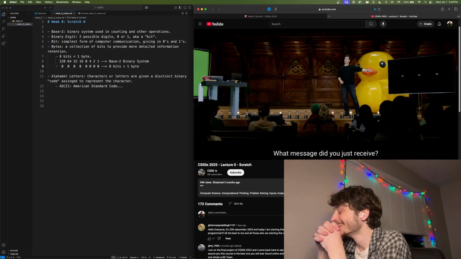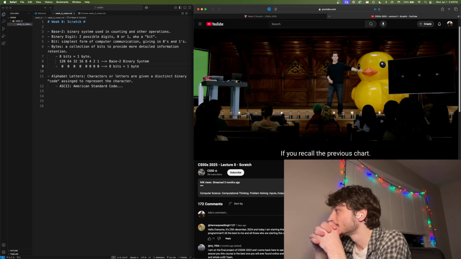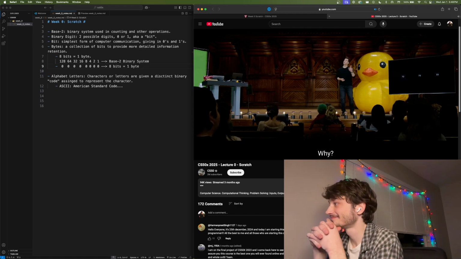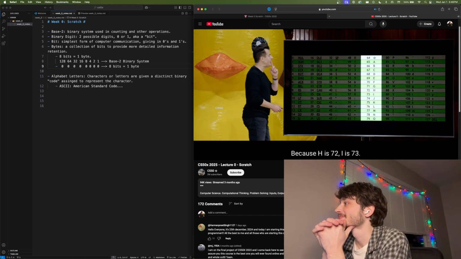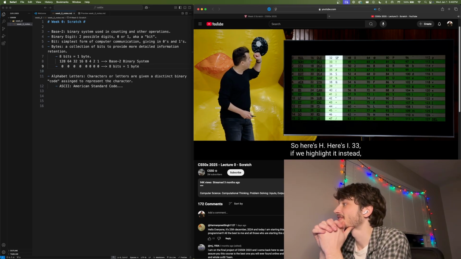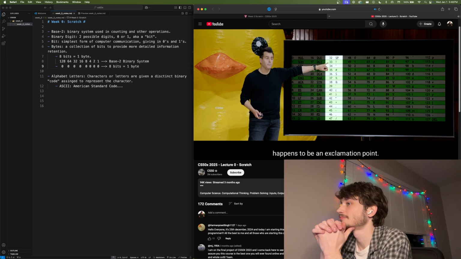What message did you just receive, if you recall the previous chart? Hi was in fact correct. Why? Because H is 72, I is 73, and wait a minute, 33. So here's H, here's I. 33, if we highlight it instead, happens to be an exclamation point.